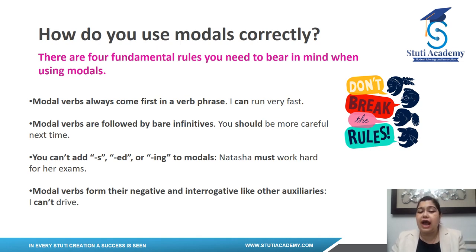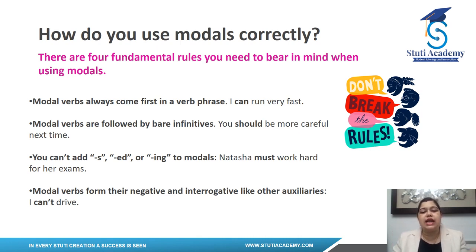You can't add s, ed, or ing to modal verbs, which means no suffixes. Natasha must work hard for her exam. So you can't say Natasha musts. There is no s. Okay, it is in the singular form. Natasha must work hard for her exams.